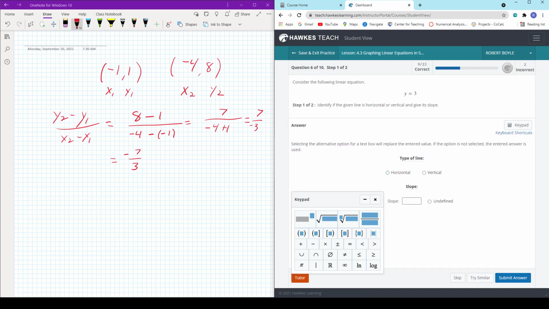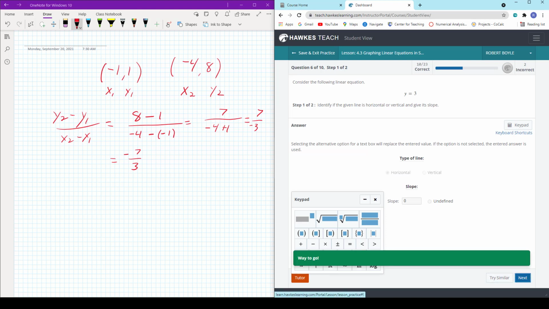Now here is an example of a horizontal or vertical line. Here we have y is equal to 3. That is the form of a horizontal line. So coming down here, we just go ahead and click horizontal. What is the slope of a horizontal line? It is 0. So we put a 0 in here, submit our answer, and we are good to go.